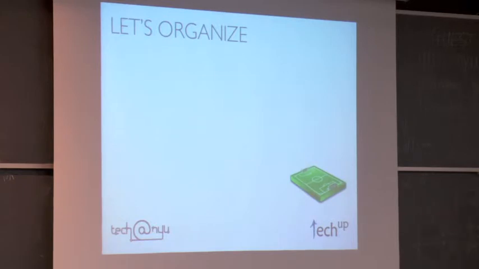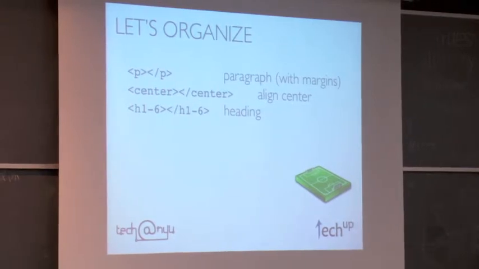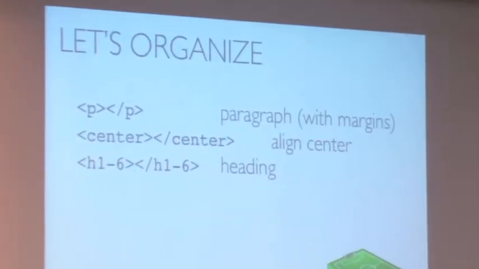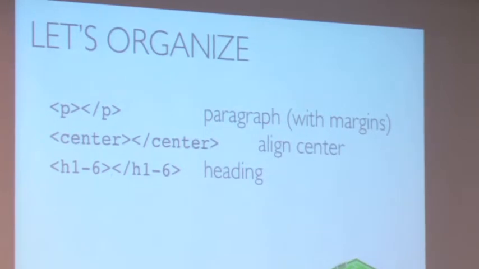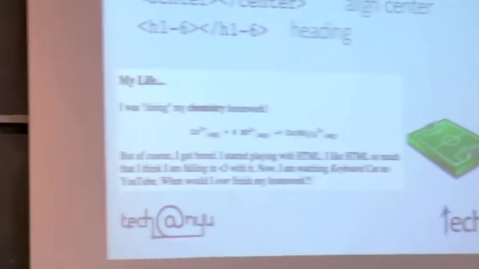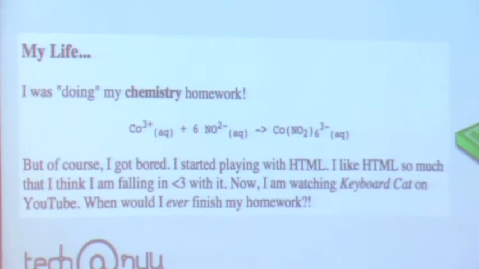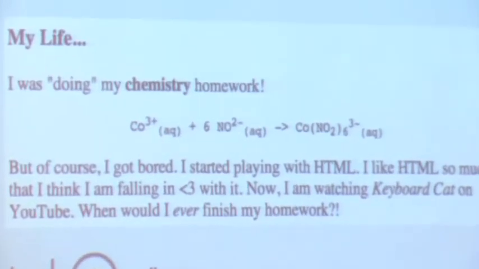All right, so here's a summary. The p tag indicates a paragraph, center centers things, and H1 through H6 are different types of headings. And here's your next task: using the same text that you used before, now I want you to format it this particular way.